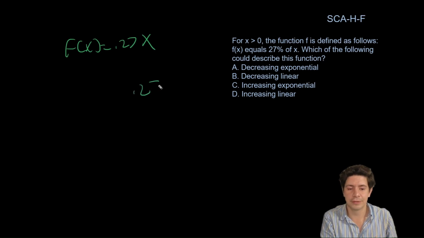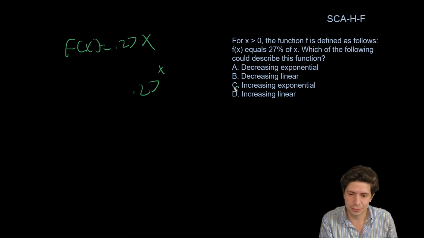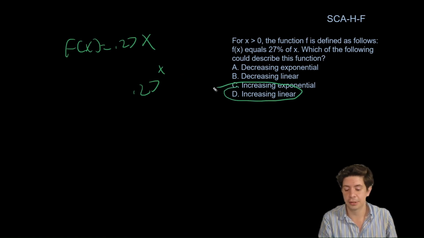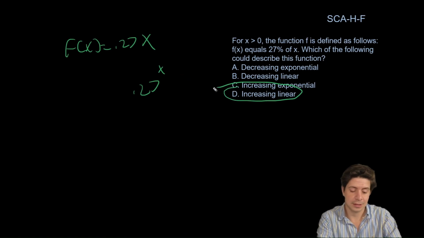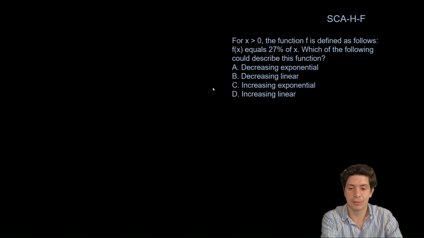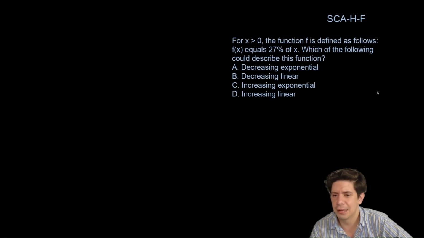If it had been 0.27 to the x, then it'd be a decreasing exponential, but it isn't. It's just d as in dog. So if you have questions on this, please feel free to ask me and I'll explain more, but I think it makes sense. The "of" is really key there.